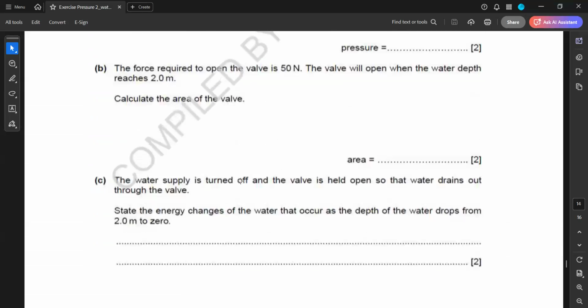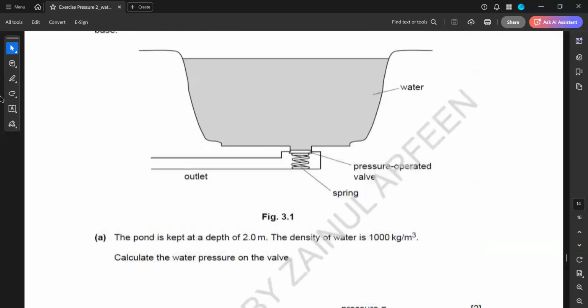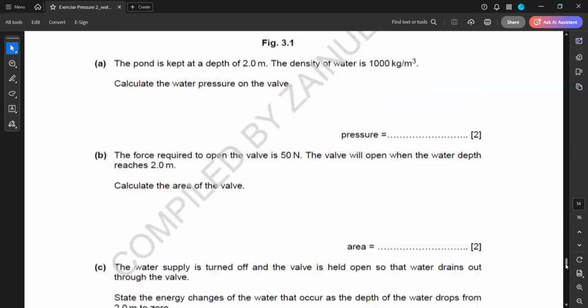The water supply is turned off and the valve is held open so that the water drains out. State the energy change that occurs. So what is the change in energy? Water is at a certain height, so it has gravitational potential energy. When we open the valve, the water will go out. So which form of energy will it have? It will have kinetic energy. So the gravitational potential energy of the water is turning into kinetic energy. That's the change in energy. Kinetic and sound also, you can say kinetic and sound both together.